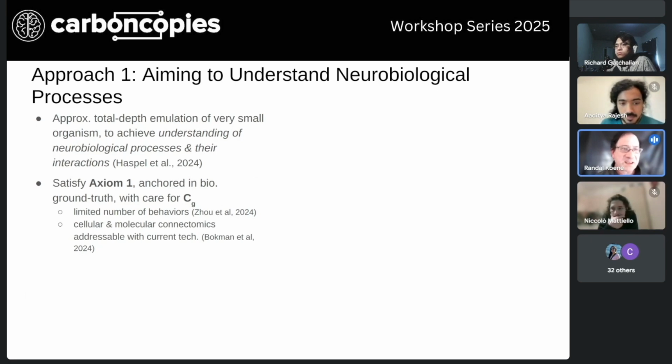One may be able to satisfy the requirements listed in Axiom 1 while anchoring the biological ground truth of a system that is so small that optimizations addressing what I'm calling the trees of its neurobiological components don't lose sight of the forest of success criteria. An organism like C. elegans has a limited number of behaviors, after all, and cellular and molecular connectomics addressable with current technology.